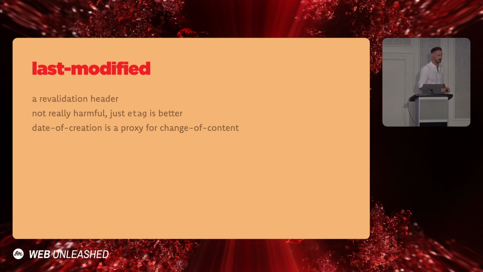It's a revalidation header as opposed to a caching header. Date of creation is just a very crude proxy for whether the file has actually changed or not. You could write a file to disk with the exact same contents. The last modified will update, even though the file itself hasn't. You can get a lot of false positives. So those are the three you need to delete: Pragma, Expires, last modified.